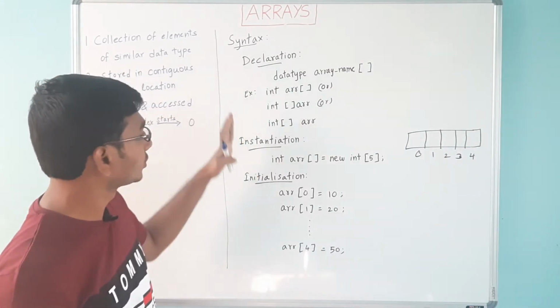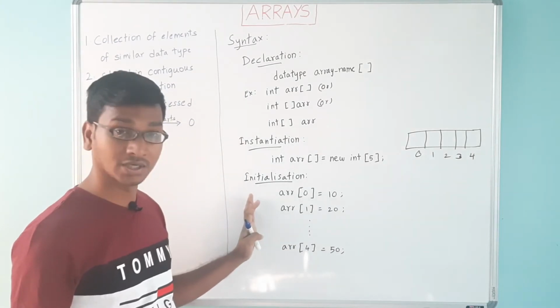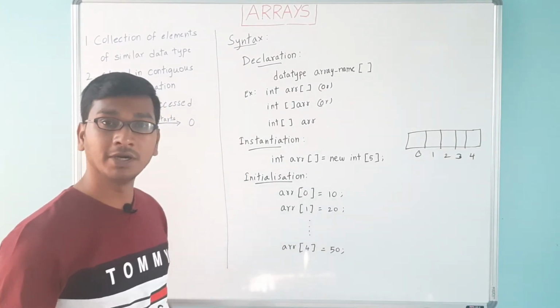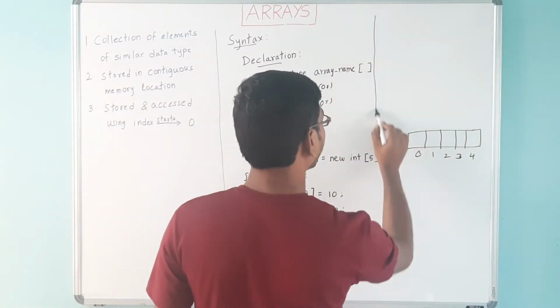And these are the 3 different steps, right? Declaring the array, instantiating it, and initializing it. All these 3 can be done in a single step. So let's see that now. Let me put it here.